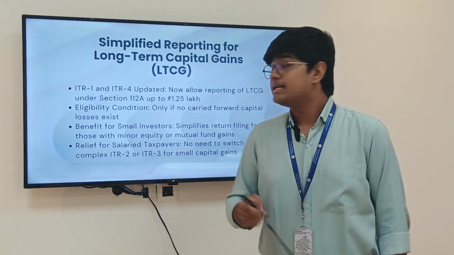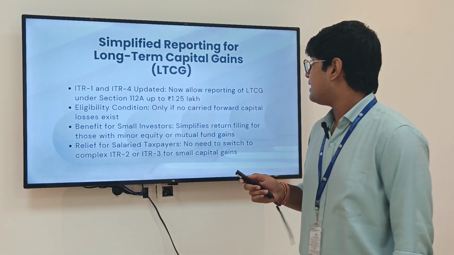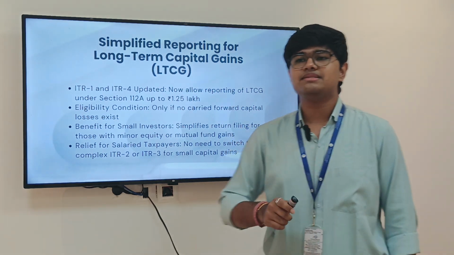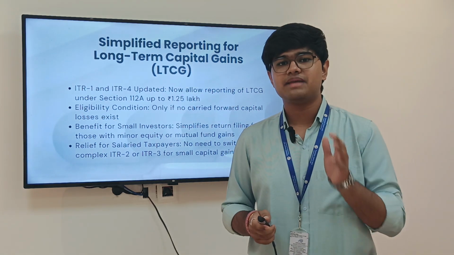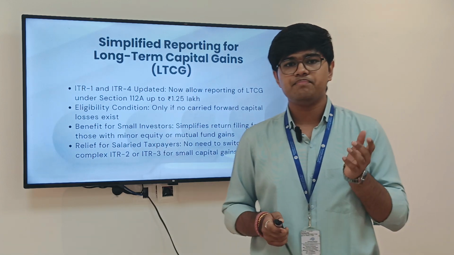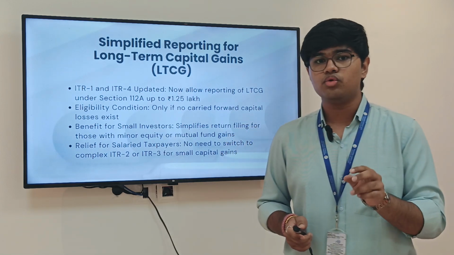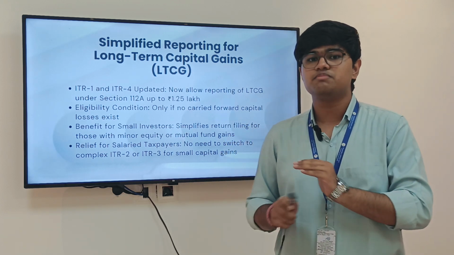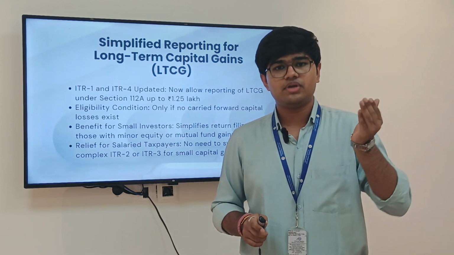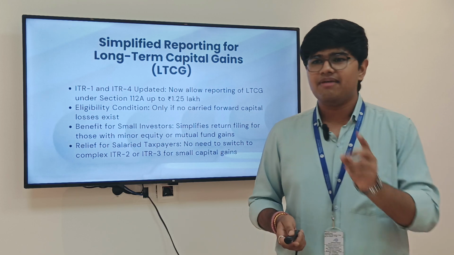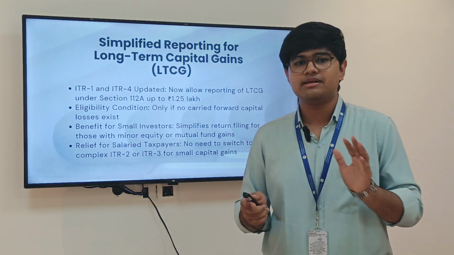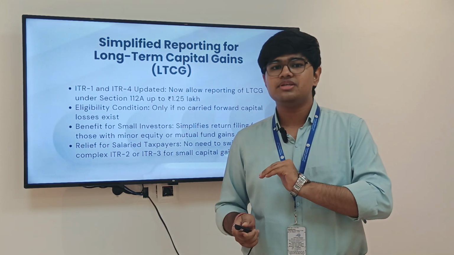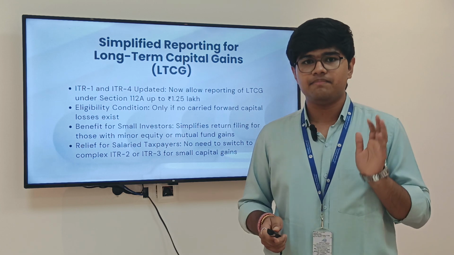The next change is simplified reporting for long-term capital gains. Previously, whenever you had long-term capital gains under section 112A, you were supposed to file ITR 2 or ITR 3. That means ITR 1 and ITR 4 were blocked for you. ITR 1 is for individuals who are salaried, have one house property and no other foreign income or business income. ITR 4 is for people having presumptive business income.